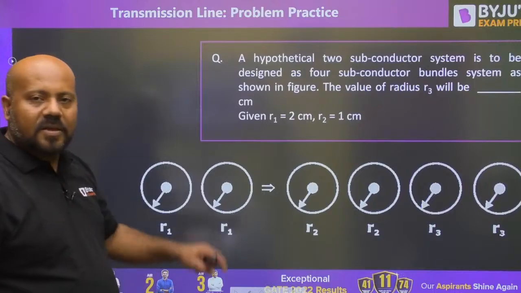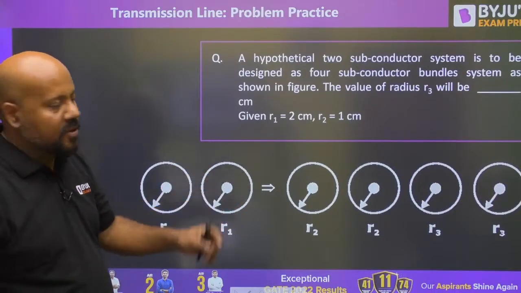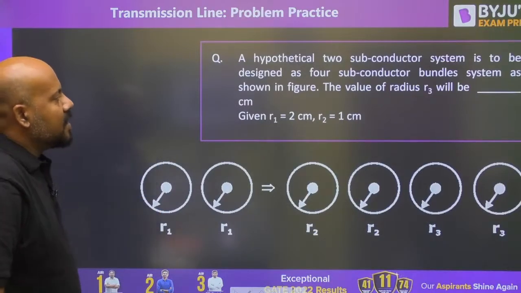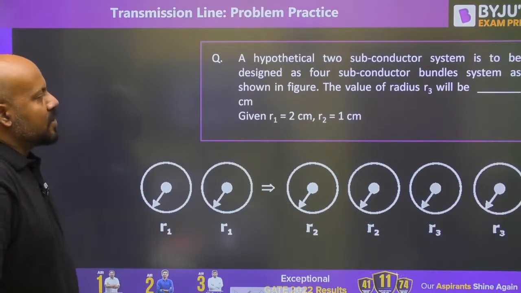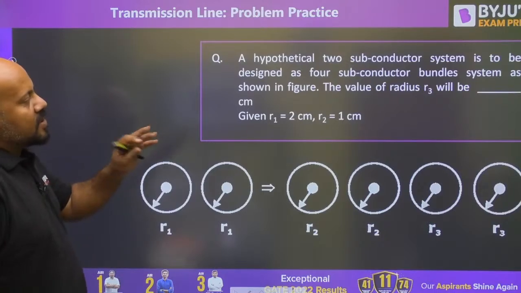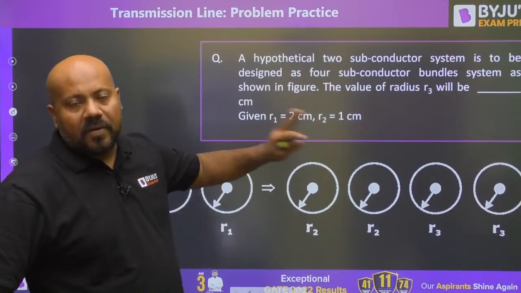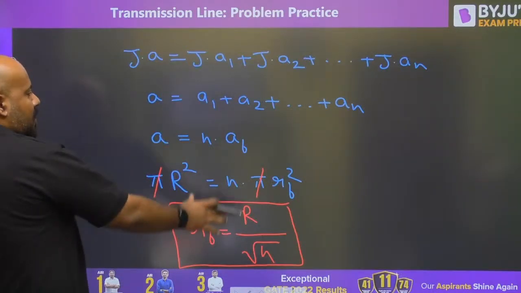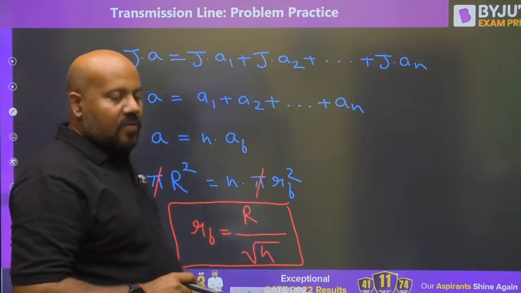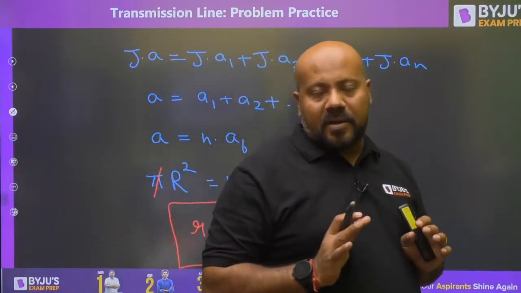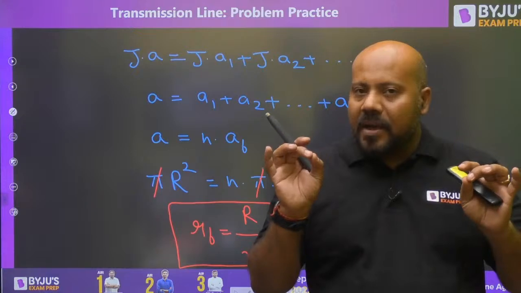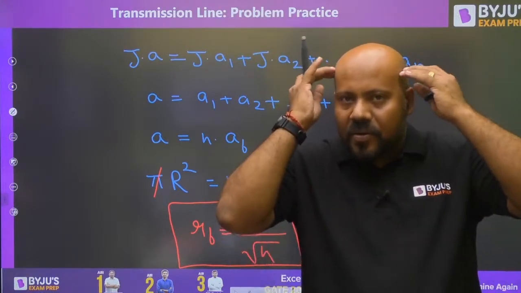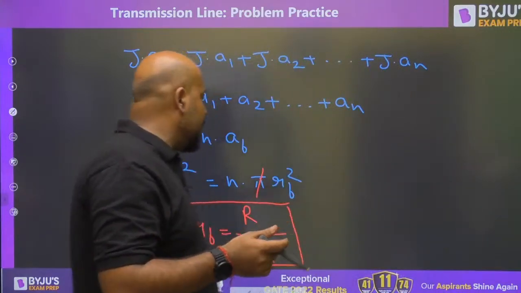Now see this question. This is the same concept question but a little twisted. He is saying there is a hypothetical 2 subconductor system which is again designed as a 4 subconductor bundled system as shown in the figure. He is asking the value of radius R3. R1 and R2 are given. Now please try to understand. If you understand this concept, whatever you are going to do with the bundled conductors, can you directly equate the cross sectional areas? Please try to understand what is the idea.